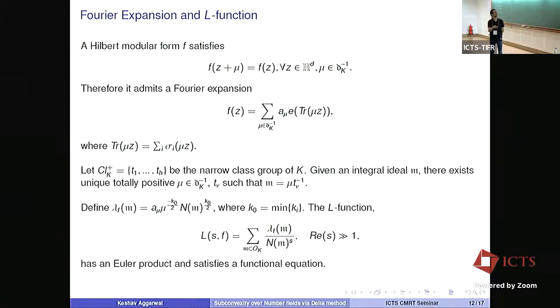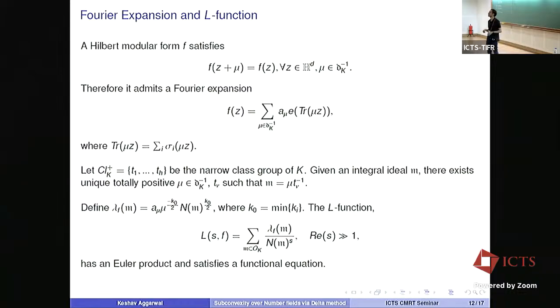One of the notations that I will need is this particular narrow class group, and the notation is CL plus. Given an integral ideal M, there exists a unique totally positive element inside the inverse of the different ideal, such that you can write that ideal as mu times T nu inverse. So essentially, you can have a representative of an ideal from the narrow class group. Okay, good.